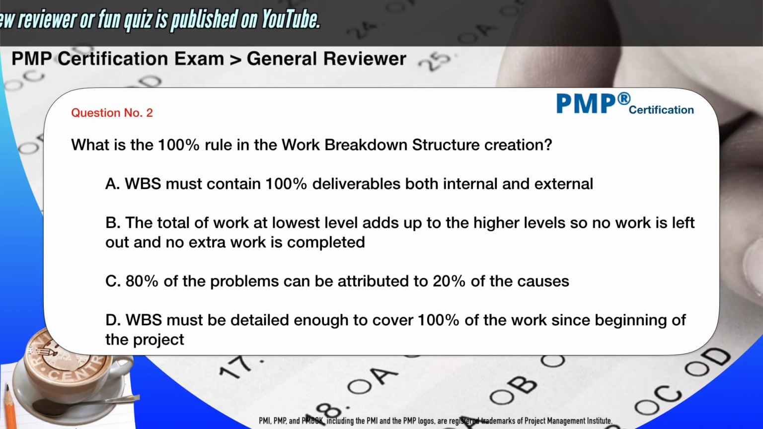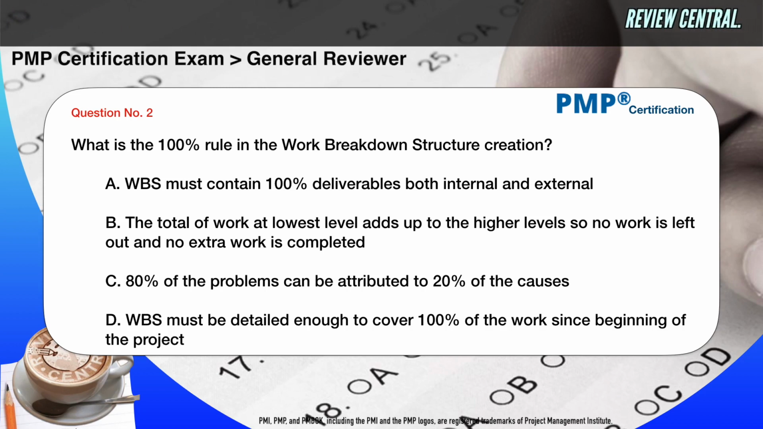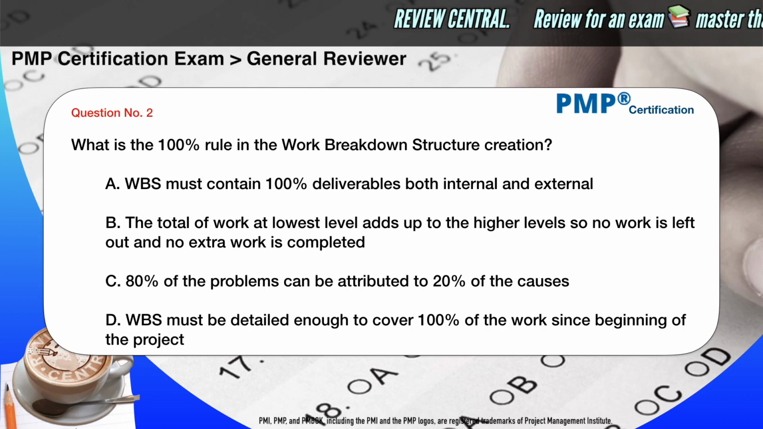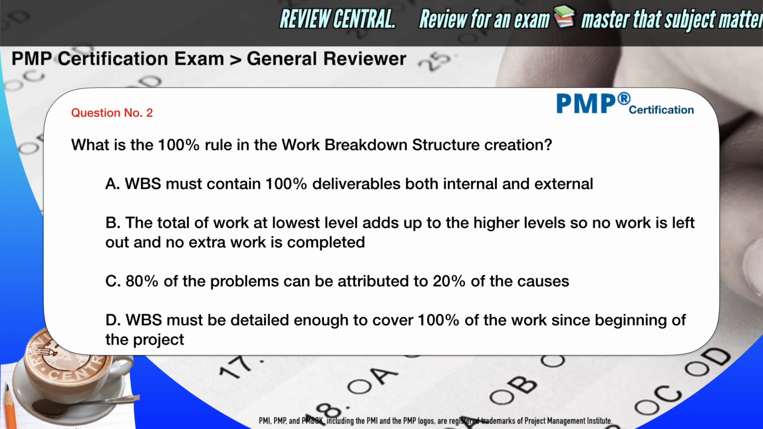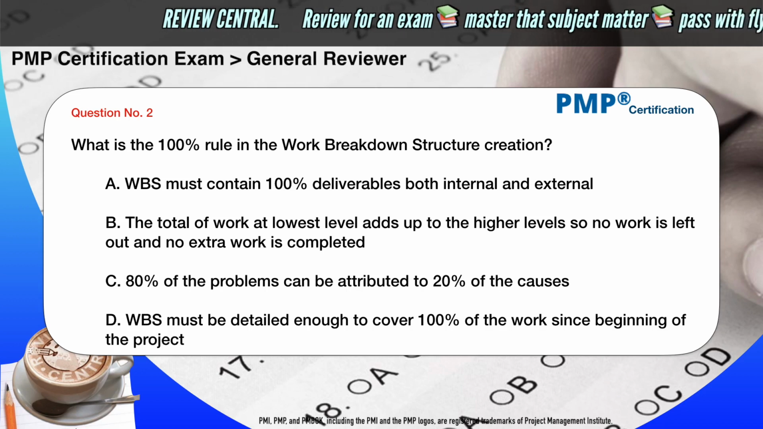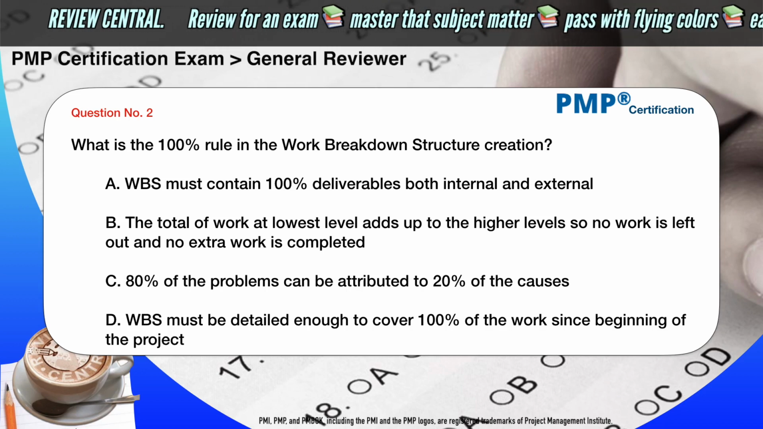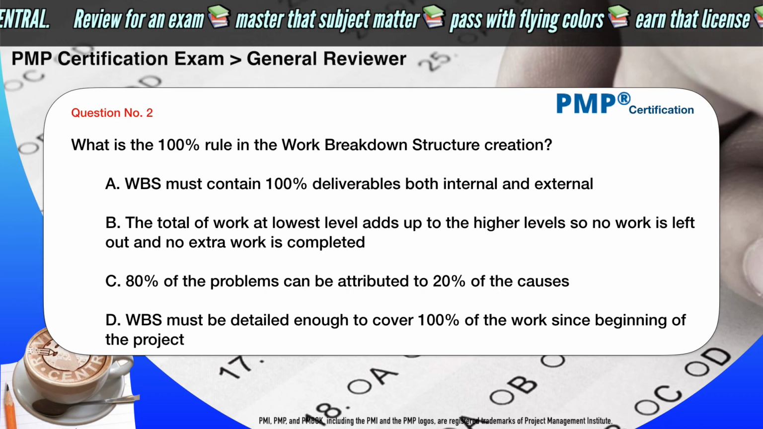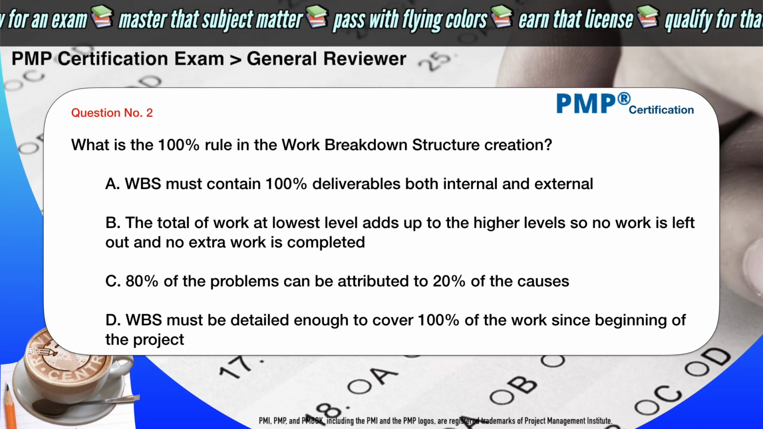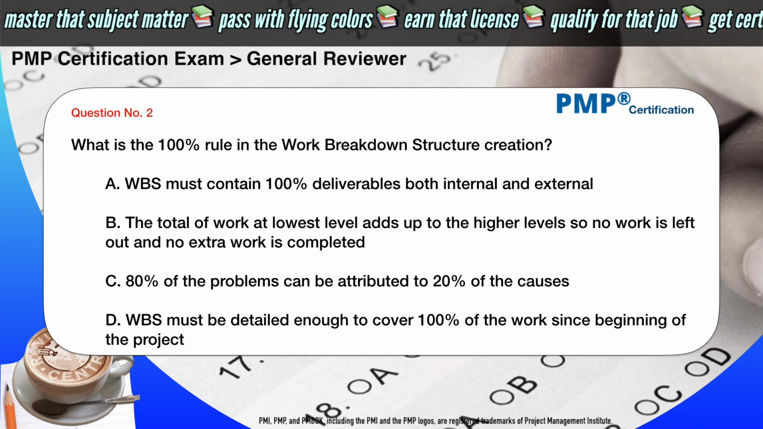What is the 100% rule in the work breakdown structure creation? A. WBS must contain 100% deliverables, both internal and external. B. The total of work at lowest level adds up to the higher level, so no work is left out and no extra work is completed. C. 80% of the problems can be attributed to 20% of the causes. D. WBS must be detailed enough to cover 100% of the work since beginning of the project.